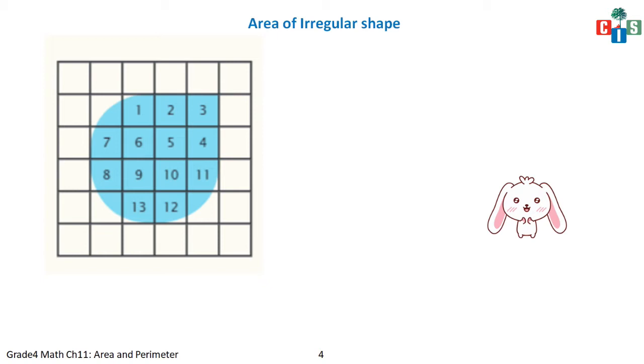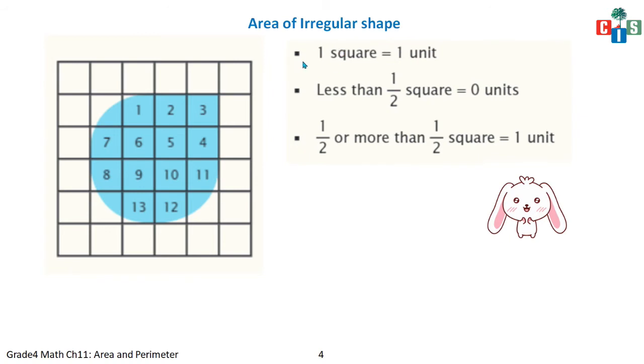So how do you find the area of this irregular shape? The main trick is, whenever you see a box, you have to see whether this box is covered half or not. If this box is covered half or more, you will consider it as 1 as the area. And if the box is covered less than half, you will not consider it. So this is the trick. If it's a full square, you will consider it as 1 unit. If it is less than half, you will not consider it at all. And if it is half or more than half, you will consider it as 1 unit.